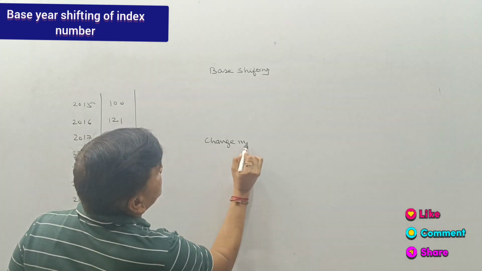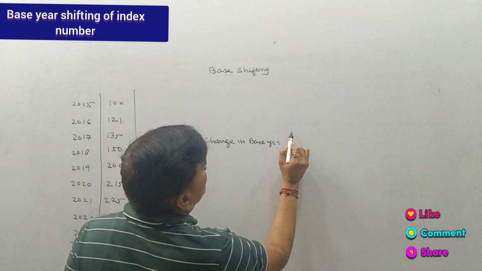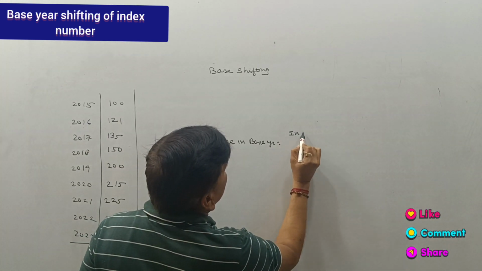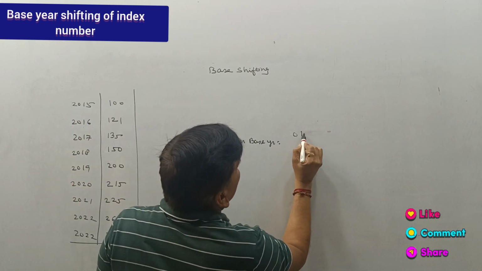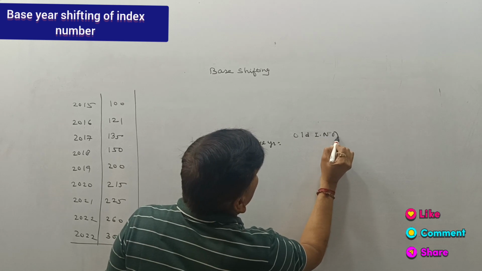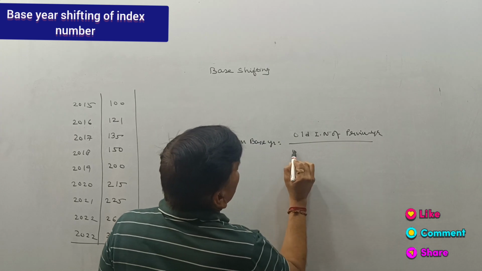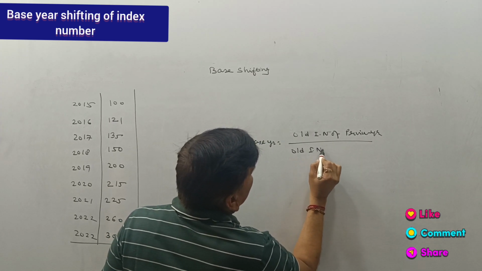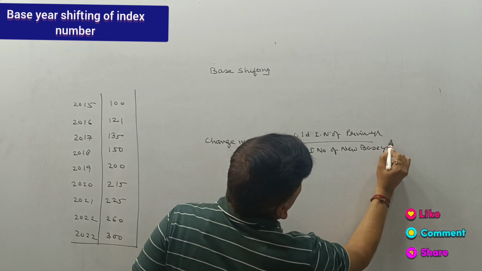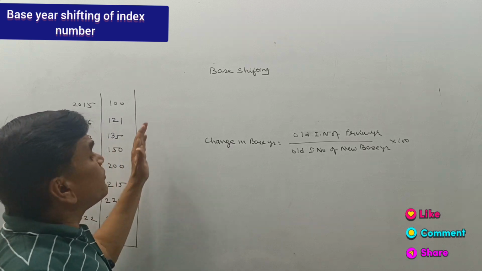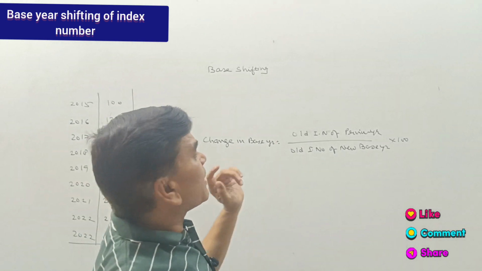Change in base year. We will write the formula: old index number of the current year divided by old index number of the new base year, multiplied by 100. It means that if we want to change the base, we take the old index number divided by the index number of the new base year, multiplied by 100.